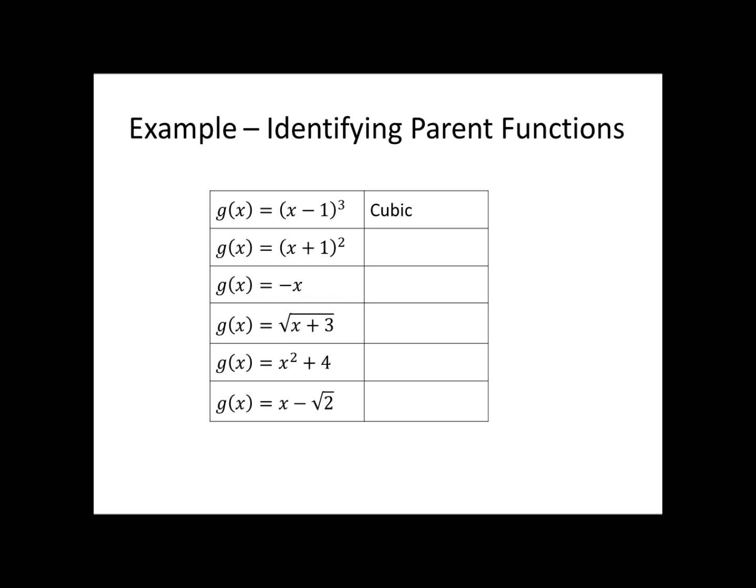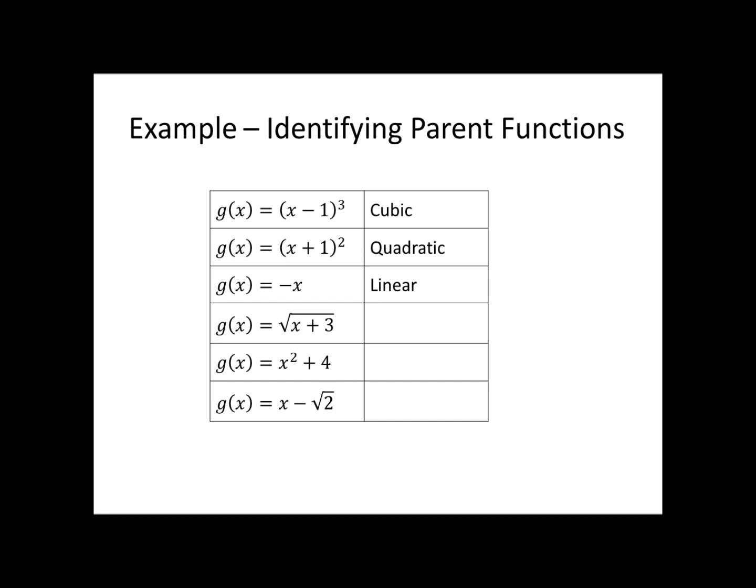What about g of x equals the quantity x plus 1 squared? If you said quadratic, you're right. That x is getting squared. What about g of x equals negative x? That's a linear function. We don't see a power on x, nothing fancy's happening, so that graph would be a straight line. It's a linear function.